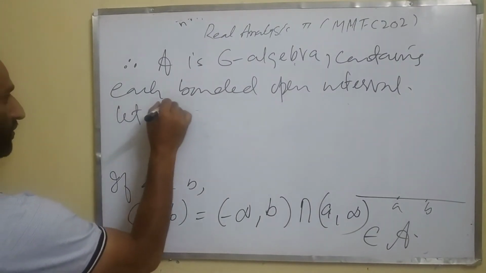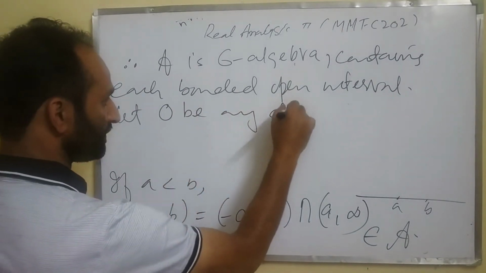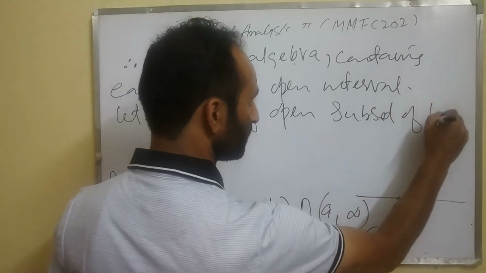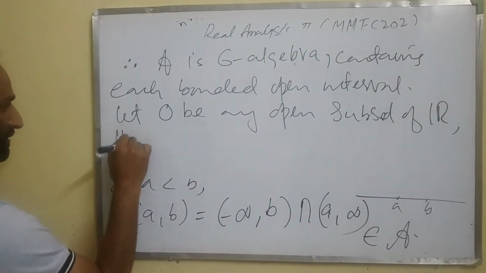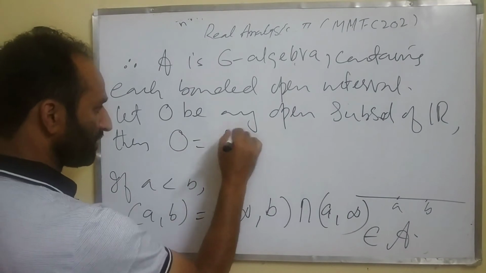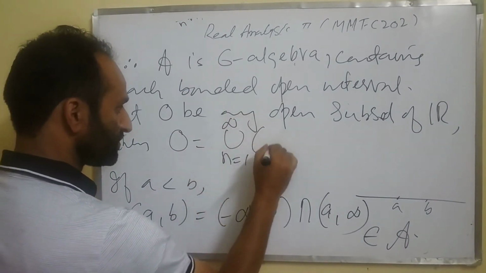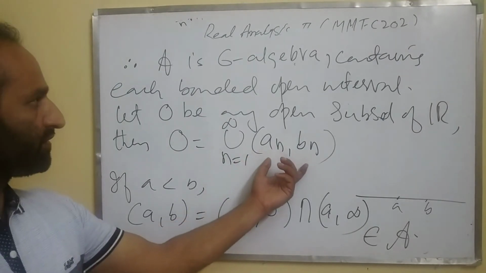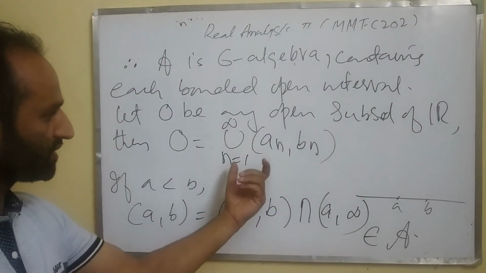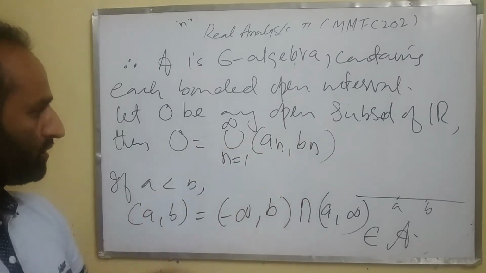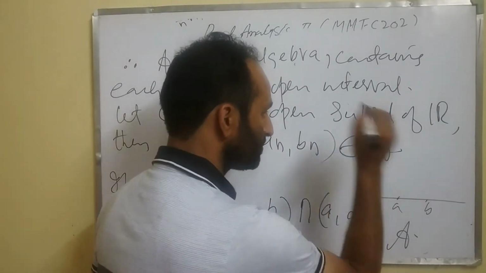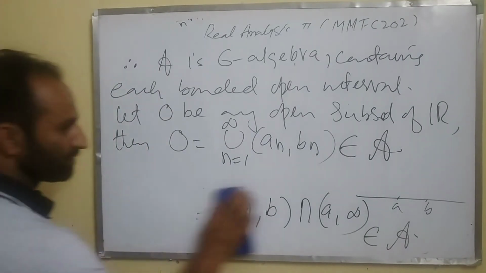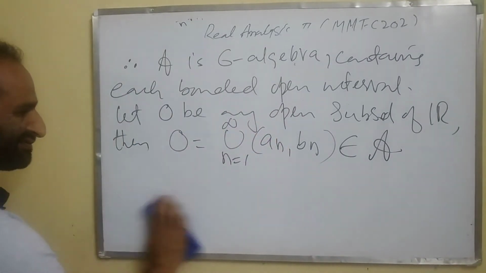Now let O be any open subset of R. Then this O can be written as a countable disjoint union of bounded open intervals, and each bounded open interval belongs to cursive A, and cursive A is a sigma algebra, therefore their countable union is also in cursive A. So it belongs to cursive A.